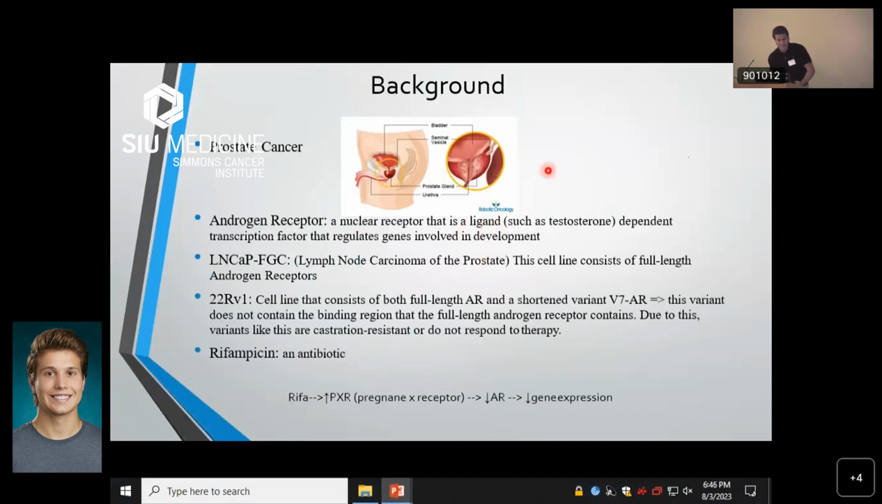Dr. Nee's lab focuses on prostate cancer, and so the main definitions I want to get down are first the androgen receptor. This is a nuclear receptor, and it is a ligand-dependent transcription factor that regulates the genes that are involved in development. So the two cells I worked with here were LNCaP FGC and 22Rv1 cells.